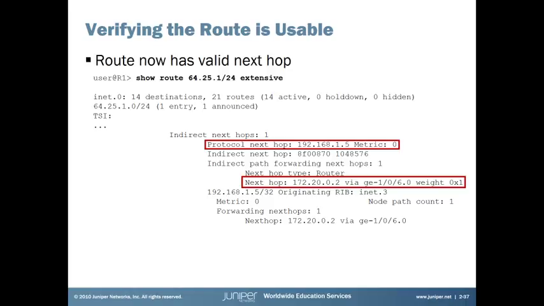So here we are looking at the show route extensive. We find that we have an indirect next hop here of 192.168.1.5, and we have information as to how to get to that particular next hop.